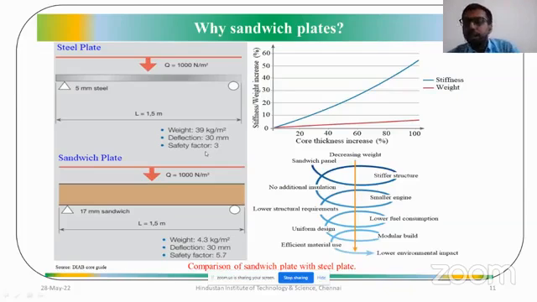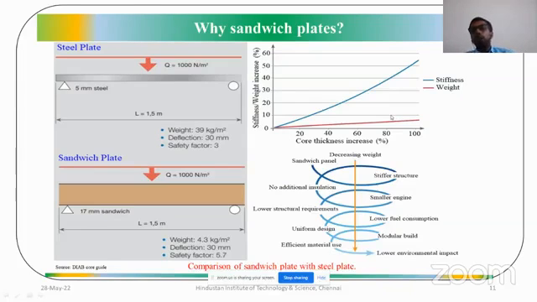So as the core thickness increases, the stiffness of the sandwich plate increases exponentially, whereas the weight of the sandwich panel increases linearly. We can see from this figure, for an 80% increment in the core thickness, the weight is increased by less than 5%, whereas the stiffness is increased by more than 40%. So as the core thickness increases, our sandwich panel will be stiffer.